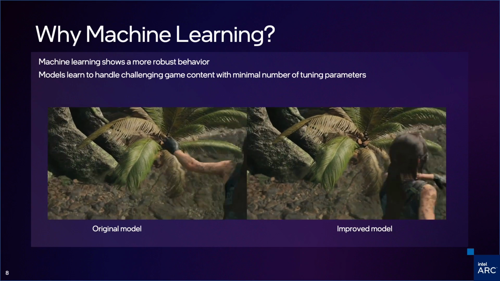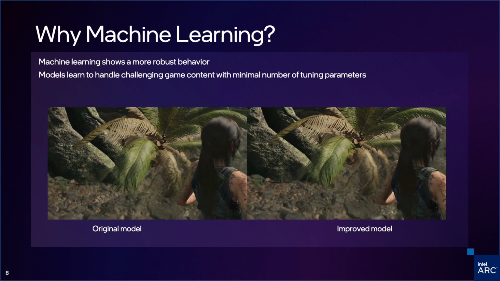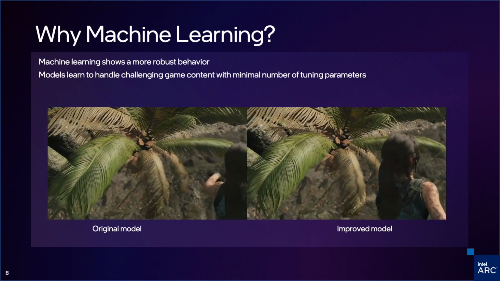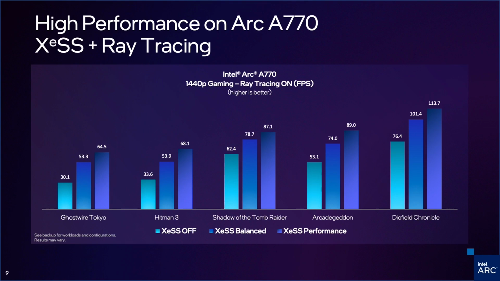For this specific scene, we did a comparison with a newer version of the model, and we see greatly improved behavior on that type of content. Overall, the AI-based approach shows a more robust behavior, and models can learn how to handle challenging game content. Although getting a robust model and high-quality visuals is important, ultimately we are striving to achieve better performance in demanding games, especially with ray tracing.